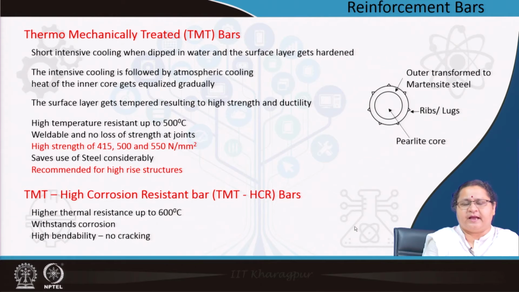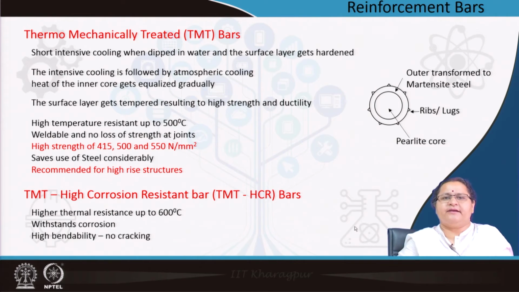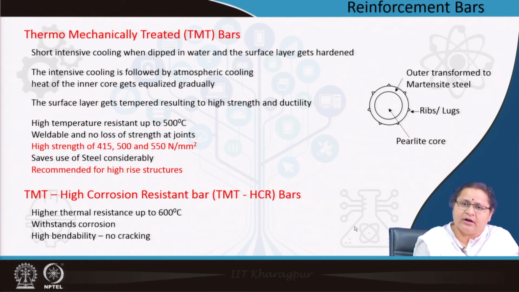Another item, another rebar or reinforcement bar, the thermomechanically treated high corrosion resistant bar. This is again some chemical changes happen within the TMT bar. The same thermomechanically treated bar has chemical changes inside it, and that gives it the added advantage of having higher thermal resistance of up to 600 degrees centigrade along with lesser corrosion. So, these members will be further recommended for high rise structures. Obviously, strength wise it will be similar to the TMT bars, and they are bendable without cracking.